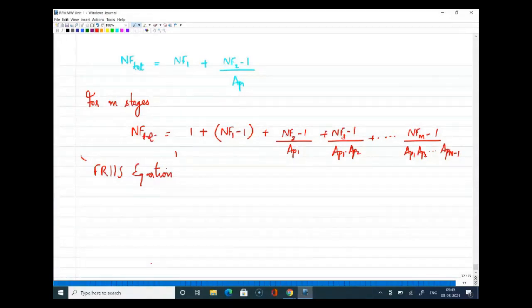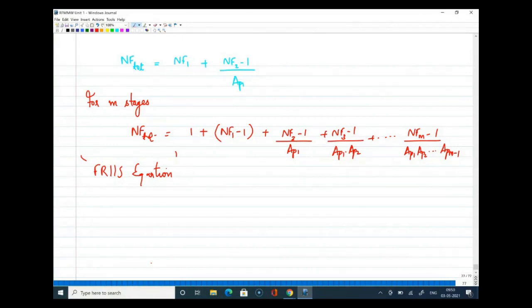So this is the noise figure expression. In order to find the total noise figure of a cascaded stage, this is what we can use. And the denominator term is power gain. That is not yet derived. So as of now, I have just represented that as power gain. We will see how that is becoming power gain.